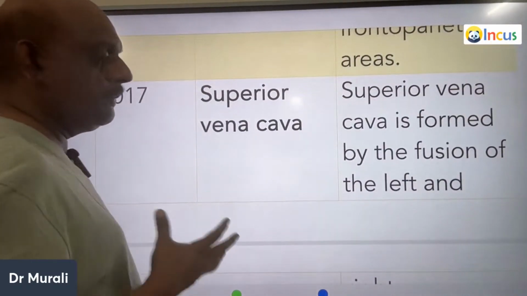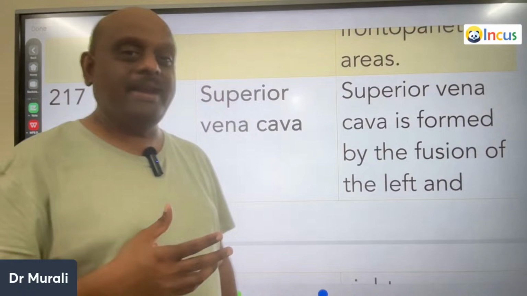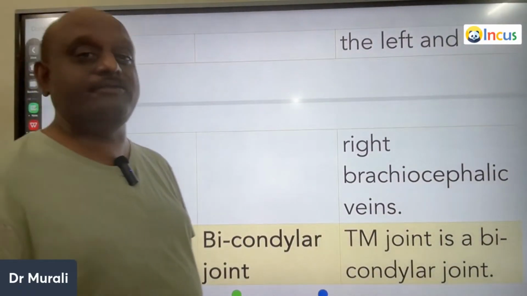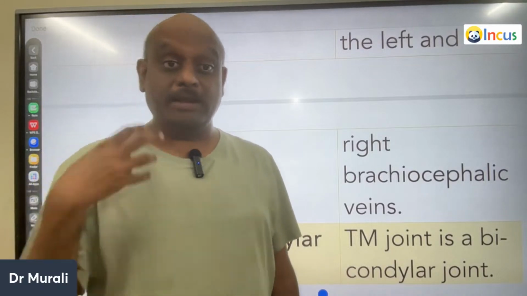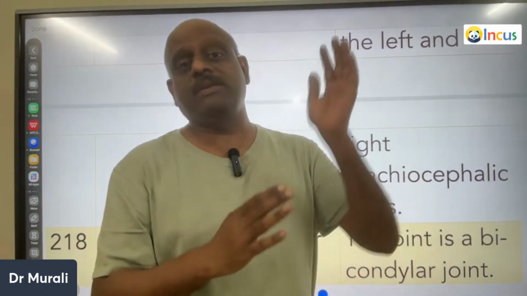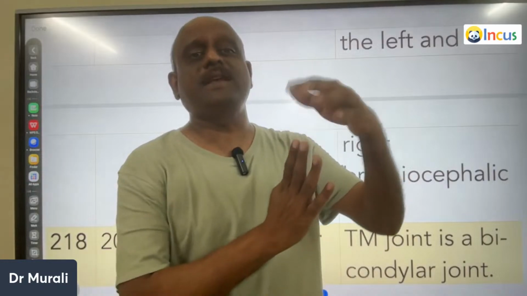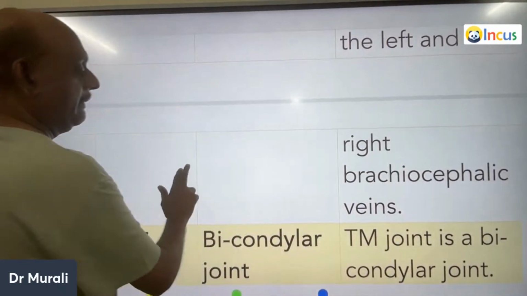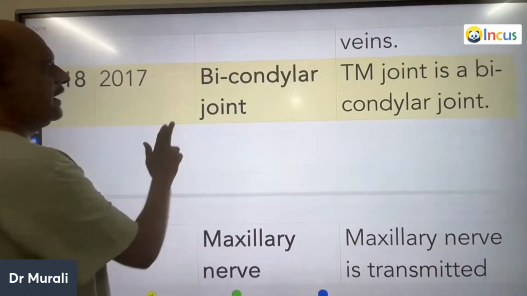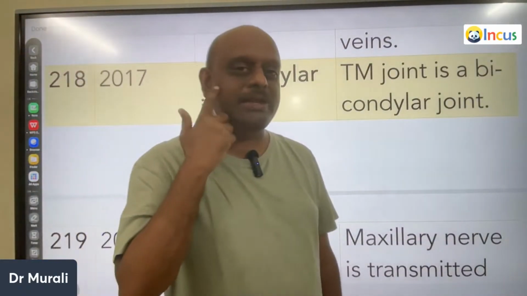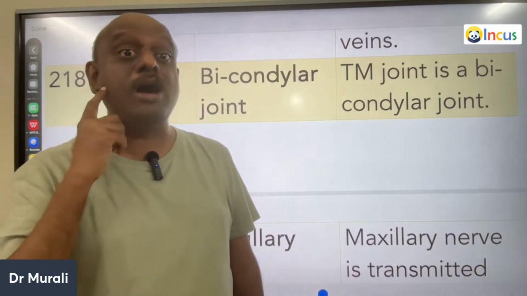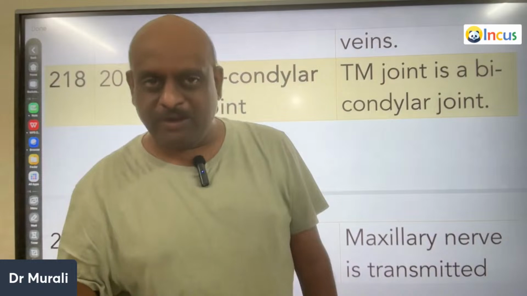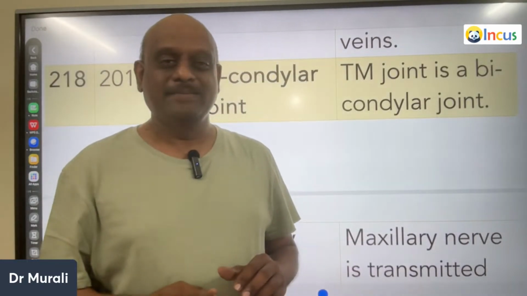Now, how is the superior vena cava formed? It is the fusion of the left and right brachiocephalic veins. Left and right brachiocephalic veins combine to form the SVC, which along with the IVC drains into the right atrium, is what you have to remember. So what type of joint is the temporomandibular joint? It is called a bicondylar joint. So different types of joints, an example of each: saddle joint, right?